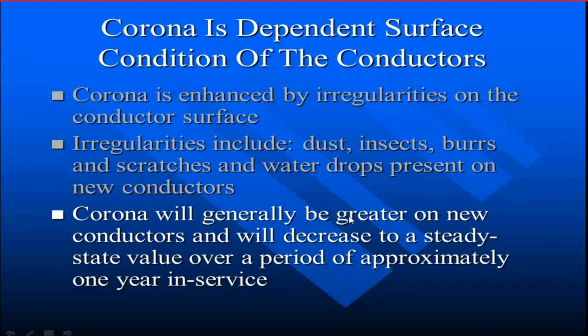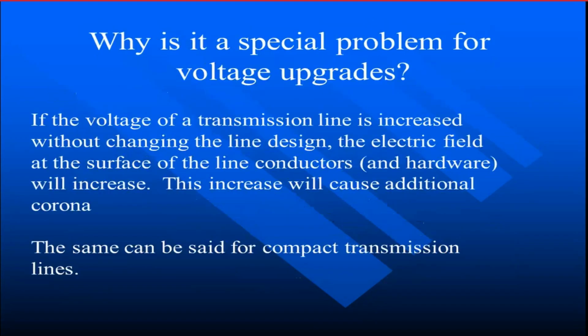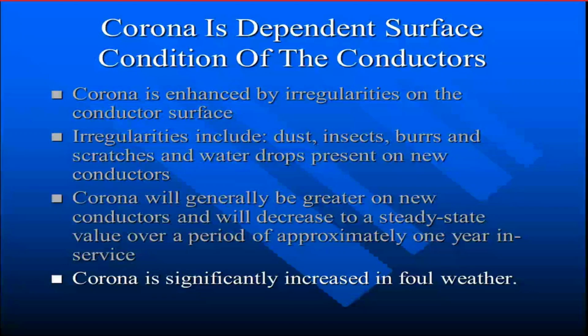So it is generally greater on a new conductor and will decrease to a steady state value over a period of approximately 1 year in service. That means in the case of a new conductor, the loss is generally higher, and after 1 year of service, it has a constant value of loss. You know that corona significantly increases in foul weather.